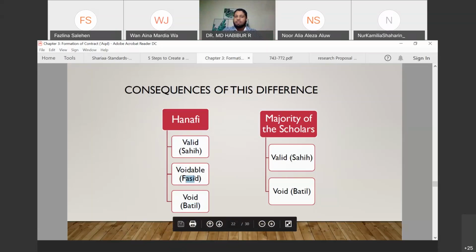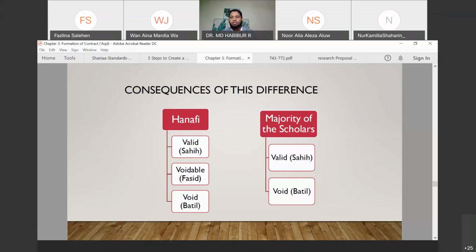But what is fasid? Fasid means the pillars are okay, but there is an issue in another item. For example, offer and acceptance is okay, but the commodity or the price is not okay. So when, let's say, the commodity and price are not settled, then Hanafi say it is fasid. Fasid means it is in between. We can rectify, we can make a correction. Let's say the commodity is not clear, so we can make it clear. The price is not mentioned, so we can mention it, and then we can accept the contract.